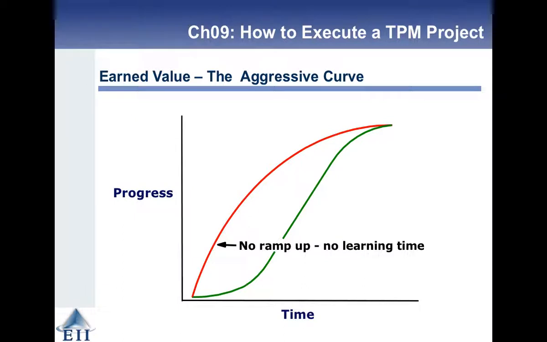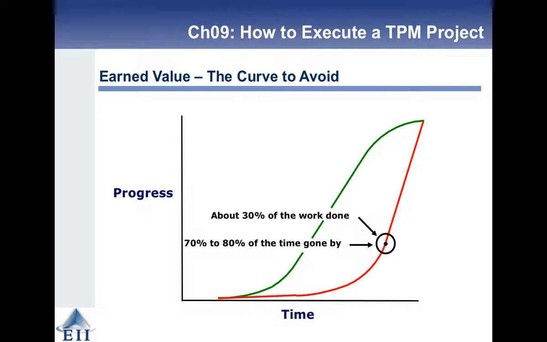Sometimes you can be lucky and there's no ramp up or learning time, so you can make nice good progress immediately. That's the red curve. But more generally, you've got the S curve, where it takes a while to get moving, and you don't make as much progress early on in the project. Even worse, if you are doing this red curve, you're going to be way behind, and you should have been able to pick that up about halfway through. But the circle with the black circle here is you've lost 75% of the time, and you've only got 30% of it done.